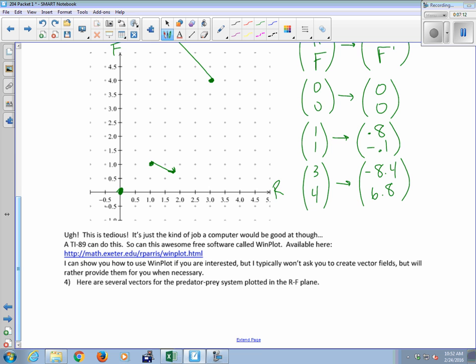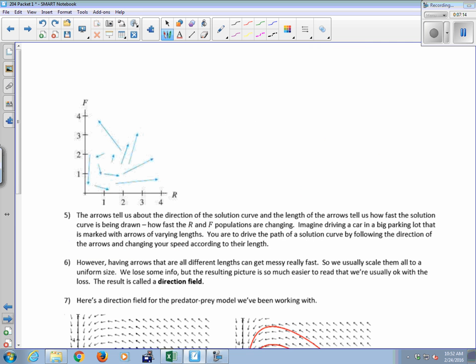All right, so here are some vectors for the predator-prey system plotted in the RF plane. I did a whole bunch of them here, right? We also did (1, 1), and it looked something like that. So it kind of fits in with the pattern of what's going on there.